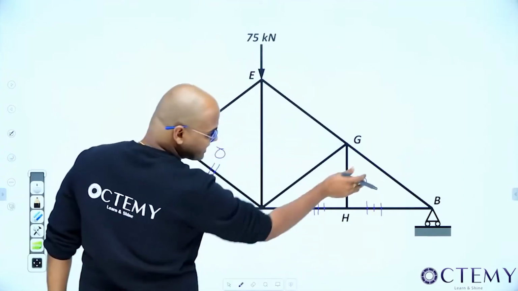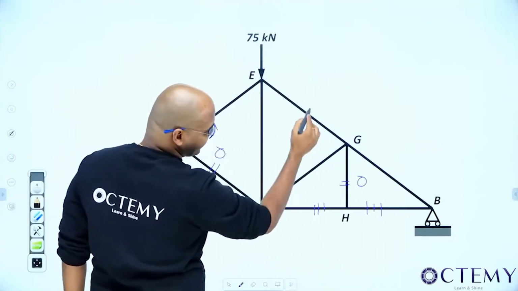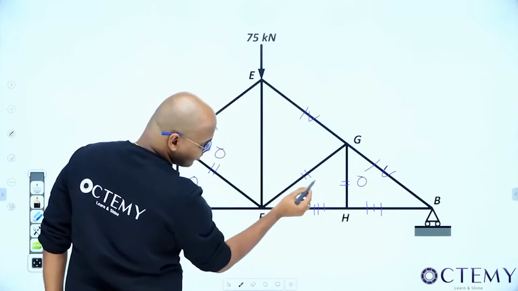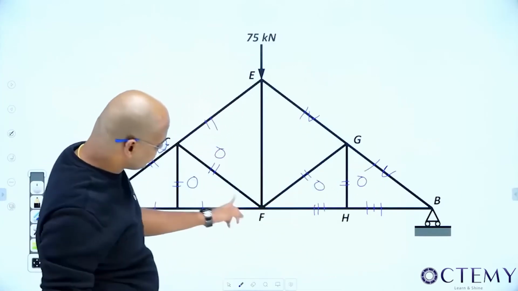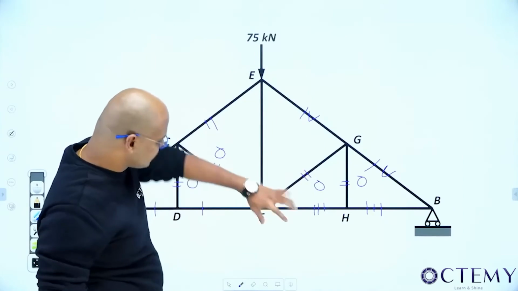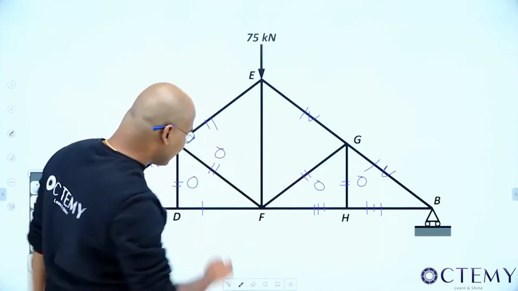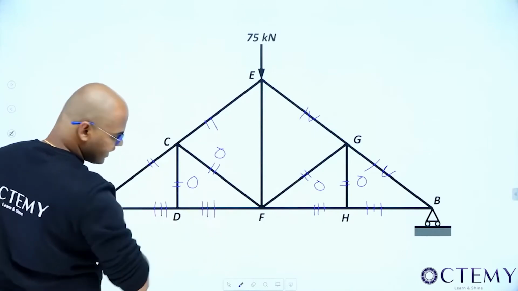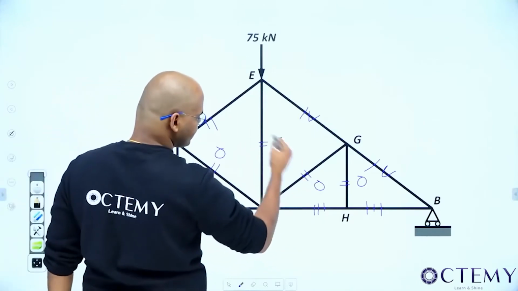Okay. Now, as this is 0, these two are in line. As these two are in line, what happens? This member will become 0. Now see at F. This is 0, this is 0, this is 0, this is 0. How many are left out? 3. As 3 are there, so these 4 will be having same force, and this will become 0.